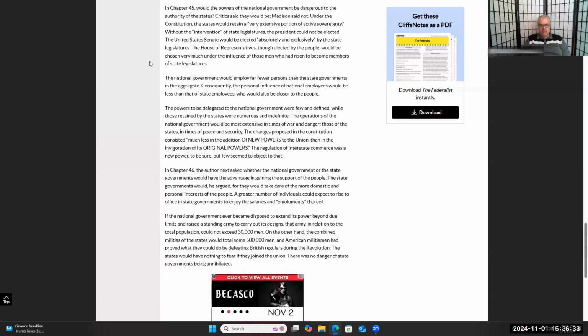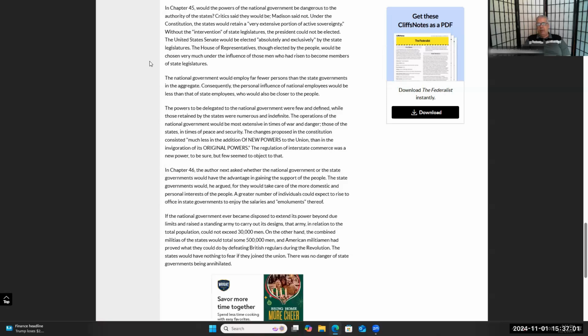In chapter 45, would the powers of the national government be dangerous to the authority of the states? Critics said they would. That's a problem. That's a concern. Madison said not. Of course not. Under the Constitution, the states would retain a very extensive portion of active sovereignty. So there you go. That's what we want, right?